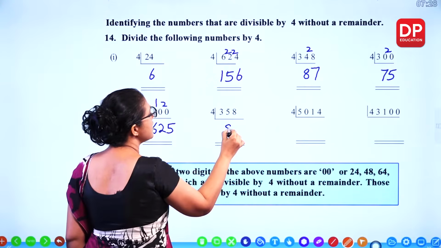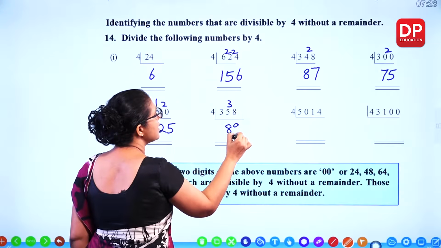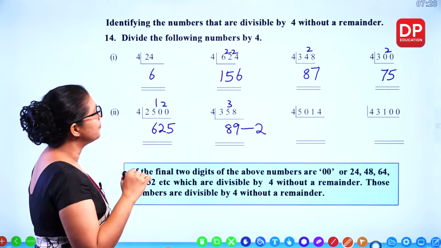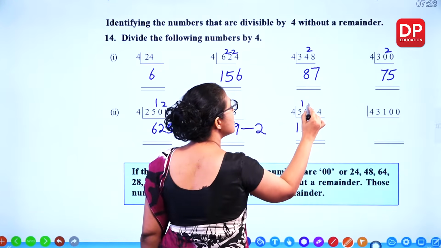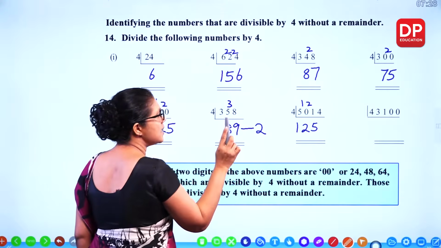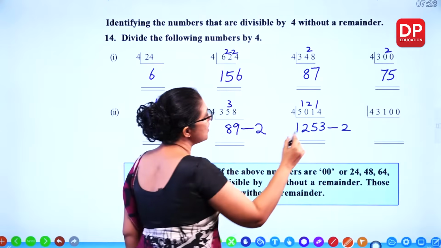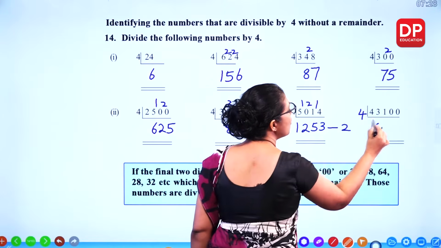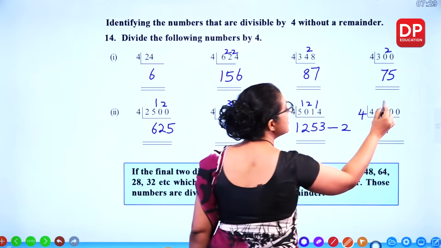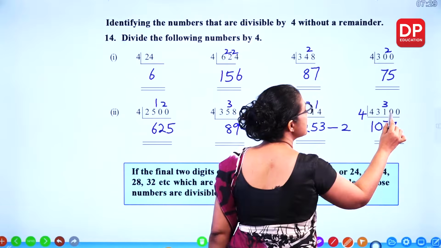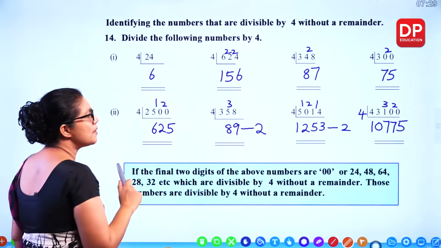4 times 8, 32. Then 32, 38. For 38, you get 9, 36, remainder 2. 5 times 1, 4 times 1, 4, 1 remaining. For 10, 4 times 2, 8. For 21, that's 4 times 5, 20. And for 14, 4 times 3, 12. And remainder 2. This one divide by 4. 4 times 1, 4. For 3, nothing. For 31, that's 7, 28. So you get 30. So again 7, 28. For 20, that's 5. So these two numbers are not divisible by 4.